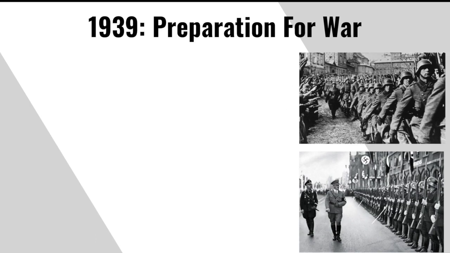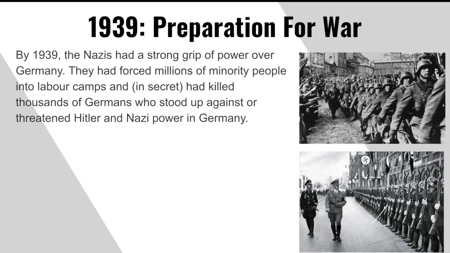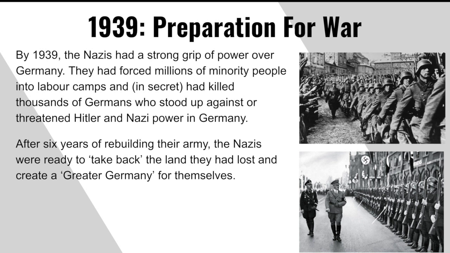By 1939, the Nazis had a strong grip of power over Germany. They had forced millions of minority people into labour camps and in secret had killed thousands of Germans who stood up against or threatened Hitler and the Nazi power in Germany. After 6 years of rebuilding their army, the Nazis were ready to take back the land that they had lost and create a greater Germany for themselves.